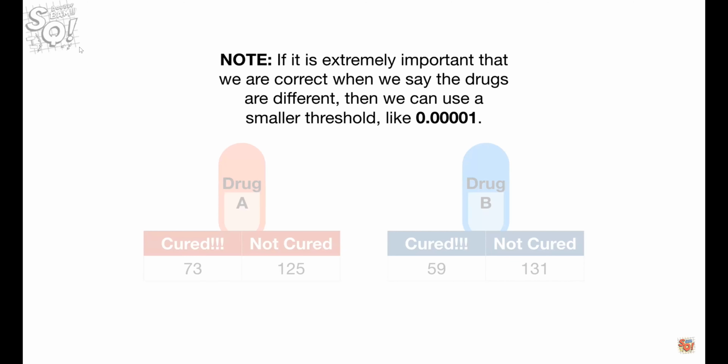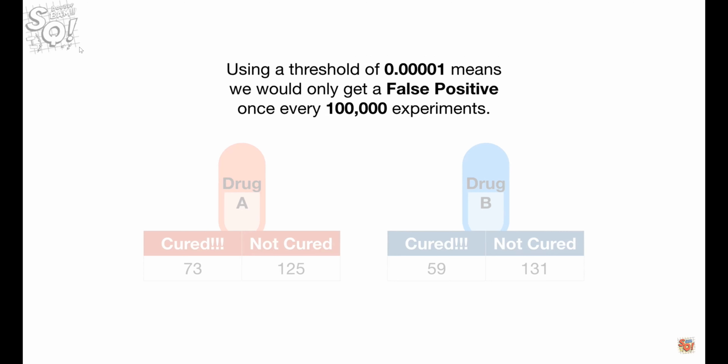Note, if it is extremely important that we are correct when we say the drugs are different, then we can use a smaller threshold, like 0.00001. Using a threshold of 0.00001 means we would only get a false positive once every 100,000 experiments.